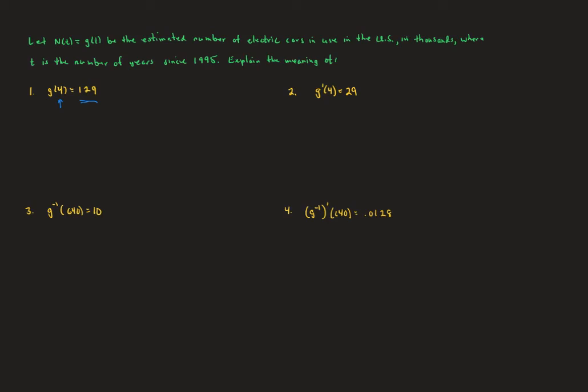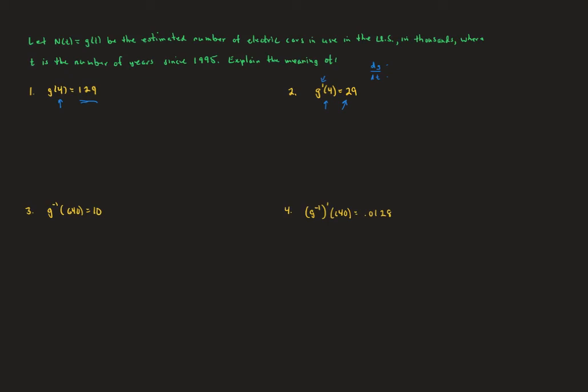Now moving to the second one. The derivative means it's a rate of change. So it's going to be a rate of change of the G with respect to T. That helps us think of the units there. That's going to be a change in thousands of electric cars per year. So this is saying that in 1999, the number of electric cars in the US is increasing, since that's positive, by 29,000 per year.